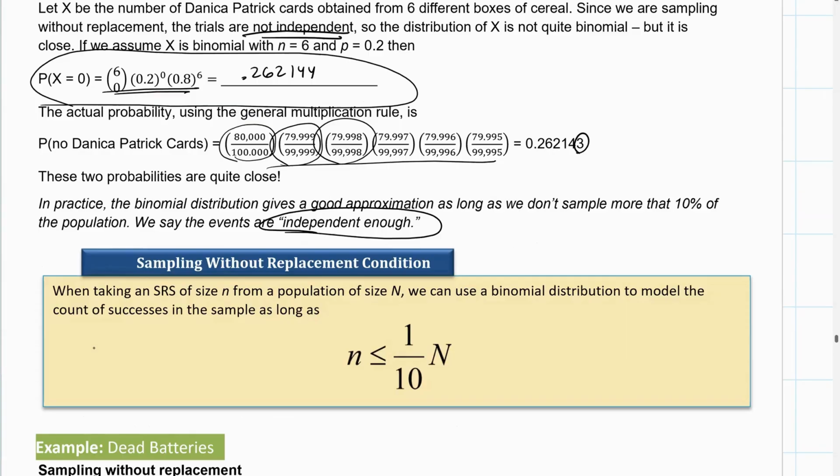So if we're sampling without replacement, we can still use the binomial distribution as long as the sample size is much smaller than the population size. How much smaller? No more than 10% of the population. And certainly 6 is much less than 10% of the population of 100,000, right?